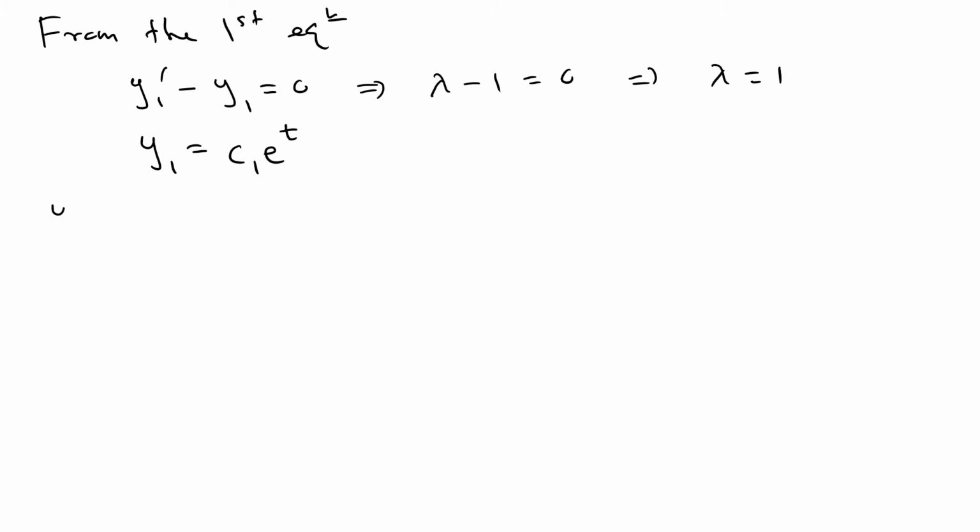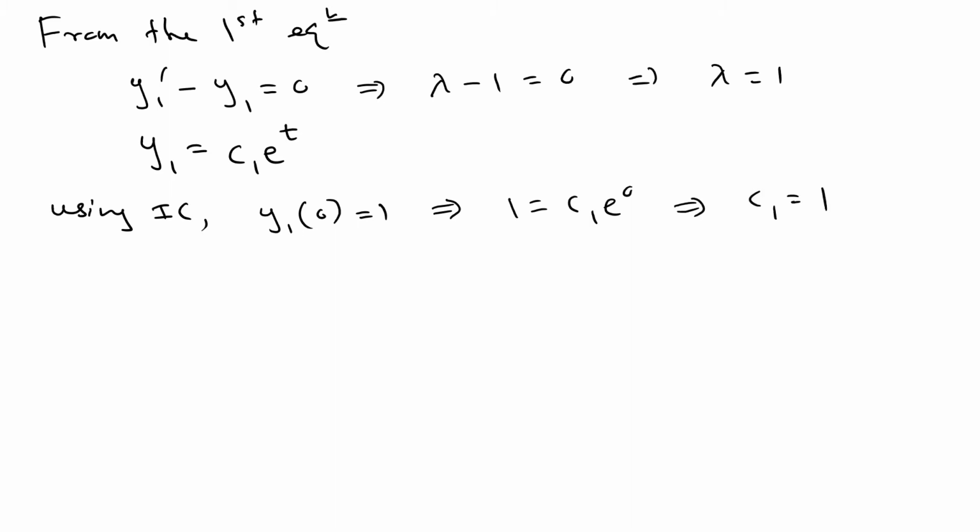So then say, using the initial condition we have y1(0) equal 1, which is given. So it says that to get 1, you get 1 equal c1 times e to the 0. So this says that c1 equal 1. Therefore the solution is y1 equal e^t.